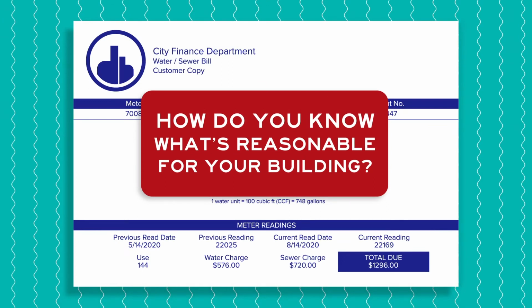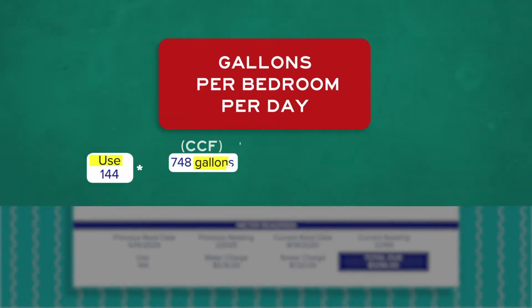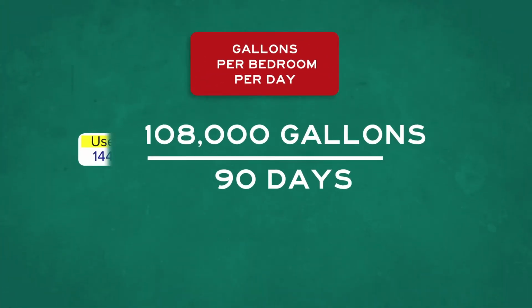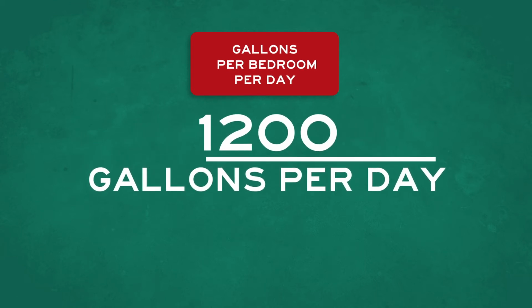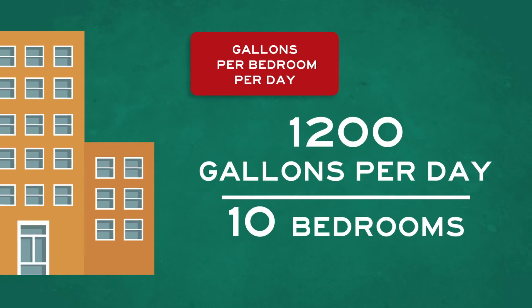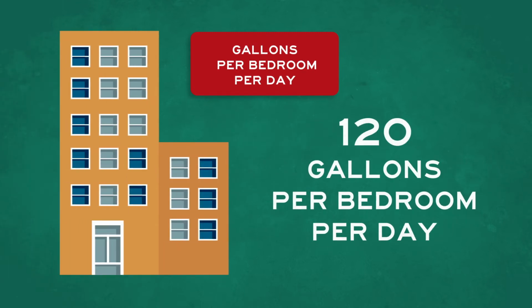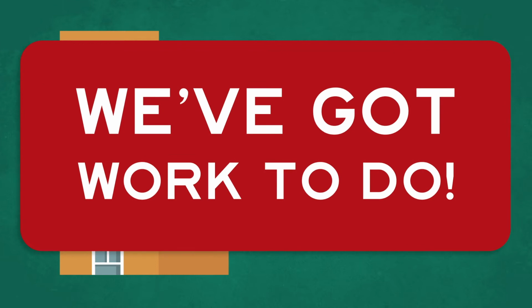How do you know what's reasonable for your building? The most common metric is gallons per bedroom per day. So if 108,000 gallons were used over the last billing period, and there were 90 days in the billing period, then your building used 1,200 gallons of water per day. You have 10 bedrooms in your building, so the building used 120 gallons per bedroom per day. A healthy average is around 60 gallons per bedroom per day, so we've got work to do.